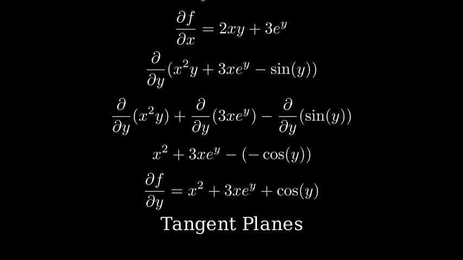Now, let's move on to tangent planes. A tangent plane to a surface z equals f of x and y at a point is the plane that best approximates the surface near that point.